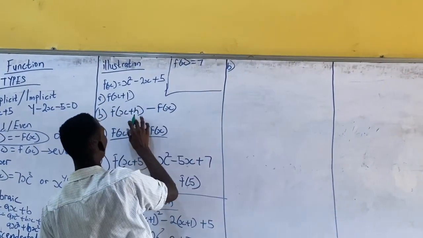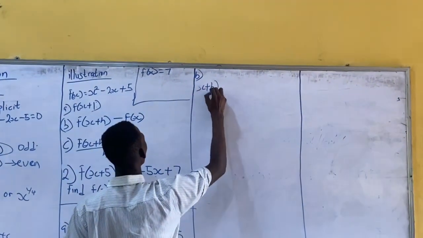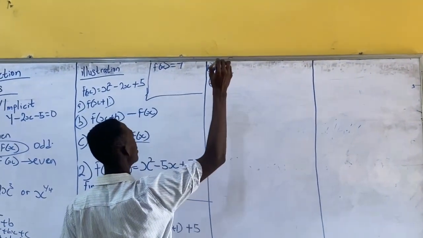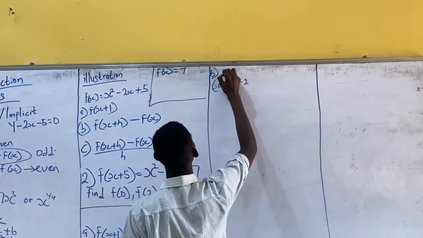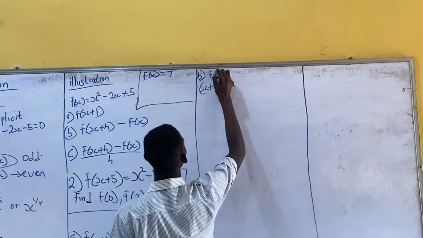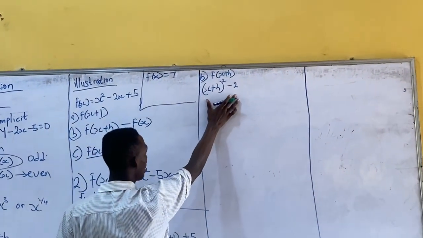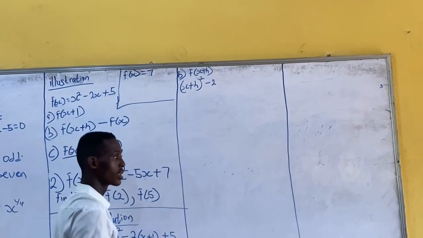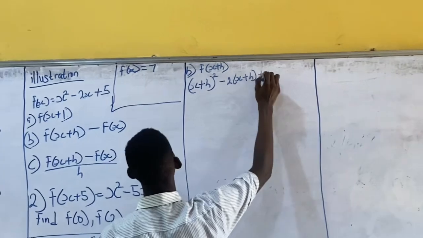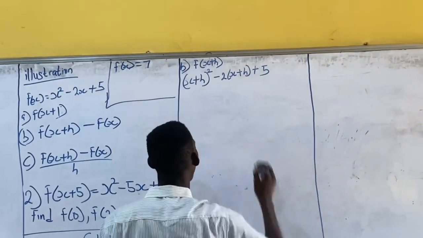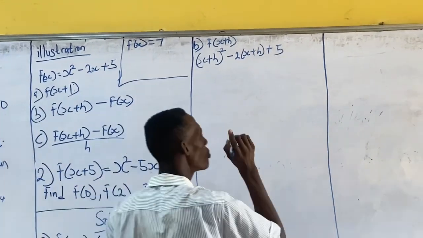So we put x plus h here for the first one. x plus h in brackets squared minus 2. Remember, let me do it in this way that you guys are going to understand. So this expression that I'm giving here is for the function of x plus h. x plus h plus what? 5.